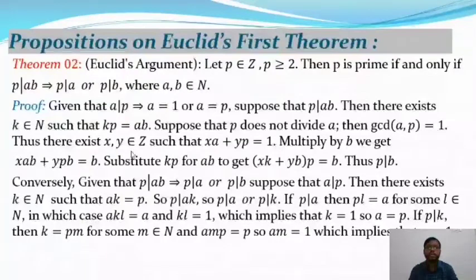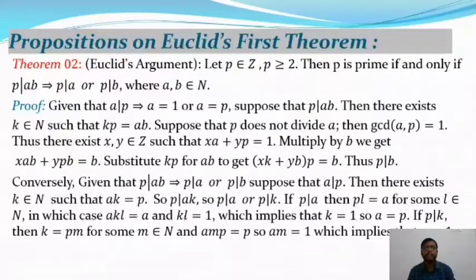Okay, and you know that ab is equal to kp. Now substituting kp for the number ab we will get xkp plus ypb is equal to b. Now taking p as common from the left of the above equation we will get (xk plus yb) into p is equal to b. So that means p divides b. Okay. So p divides ab, and this implies p divides b when p does not divide a. And similarly, when p does not divide b, then from above, that means p divides ab and it implies p divides a. Okay, this is the necessary part of the above theorem.